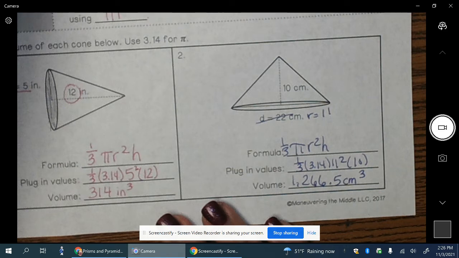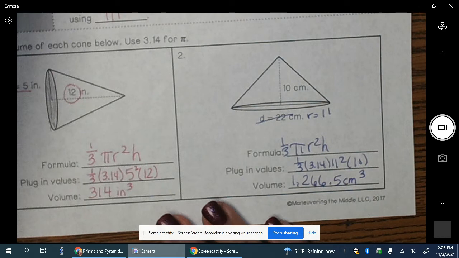1266.5. Did anybody not get it and you don't understand why? Okay. Did you look to see, did you write that? Did you use 22 or 11? Oh, I used 12. Not 11. Yeah, you've got to divide by 2. There's a back there. Okay, on the back.